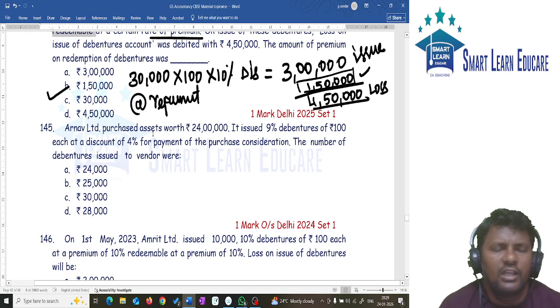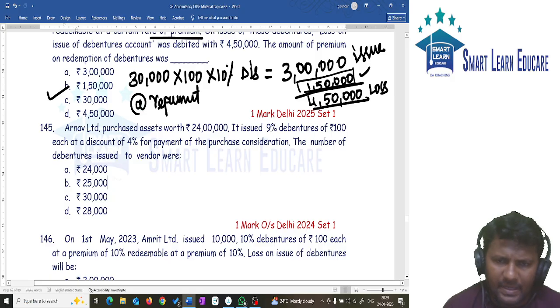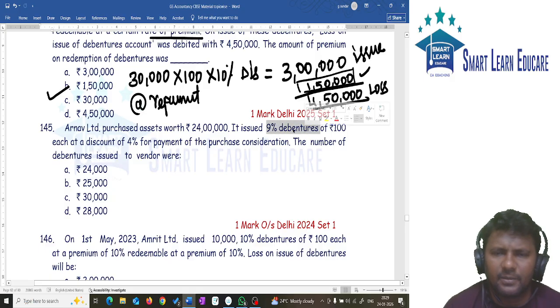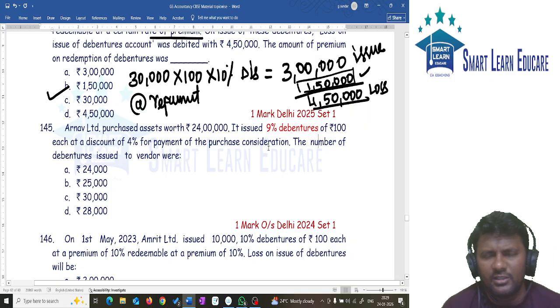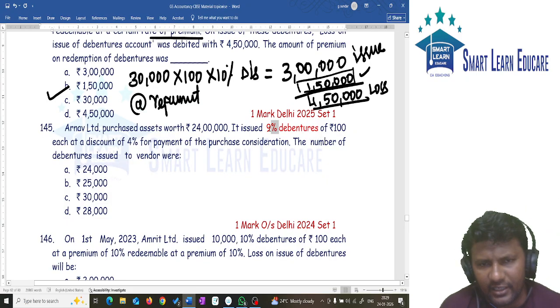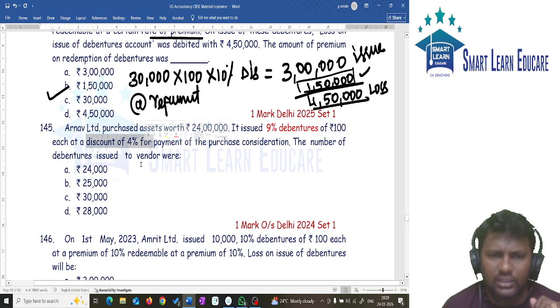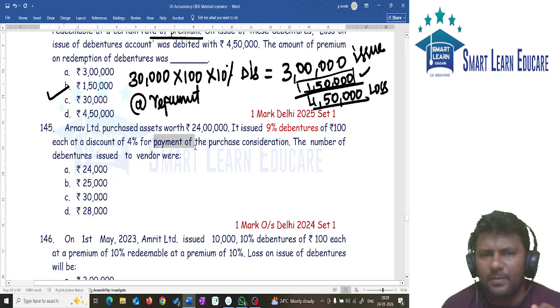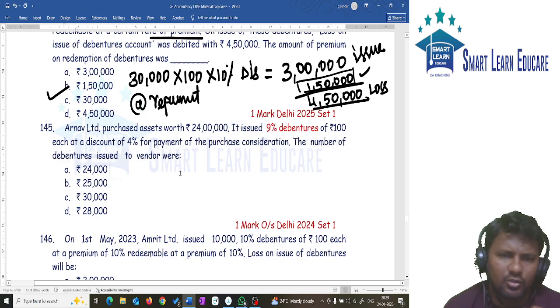Next one. A Limited purchased an asset worth 24 lakh. So purchase consideration is 24 lakh, for which payment is made at 9% debenture. 9% represents rate of interest. Already I told you the meaning of debenture. Debenture is a debt instrument issued by the company. It carries fixed rate of interest. What is the rate of interest for this debenture? 9%. And it is issued at a discount of 4%. At the time of issue, it is issued at a discount. For payment of purchase consideration, find the number of debentures to be issued to the vendor.